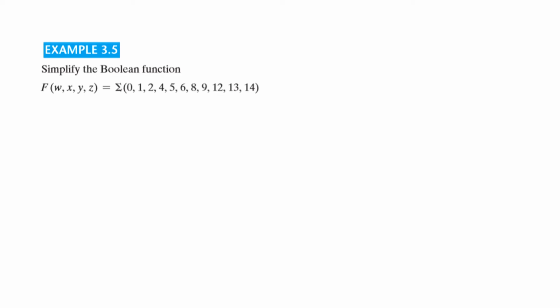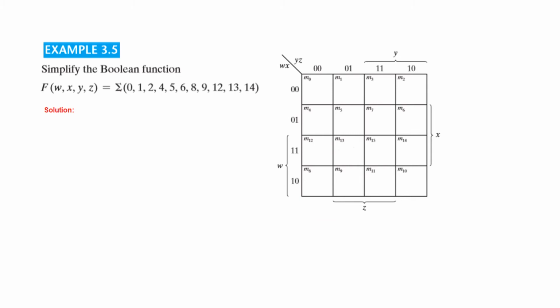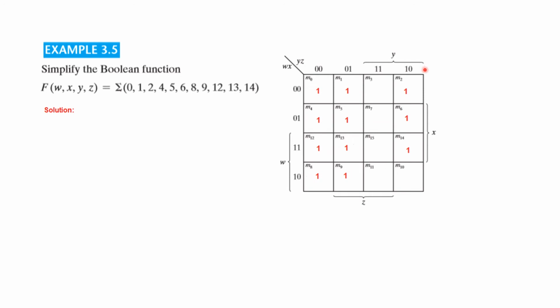Now let's do problem number 3.5. We have to simplify the Boolean function. The values are given in terms of min terms. So since it is 4 variable, we'll take a box of 16 and then we'll plug in the values of the min terms. So like 0 means M0, so we'll put a 1 here, then 1, we'll put a 1 here, then 2, so 2 is here, so we'll put a 1 here like this. So we put all the values. And now from here you can very easily see that this is forming a box of 8. So we'll take care of that.